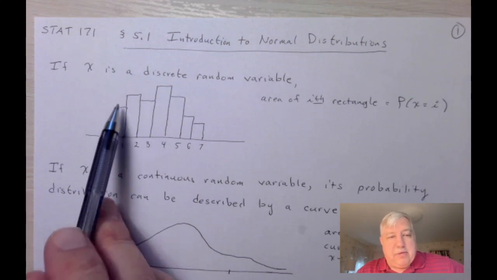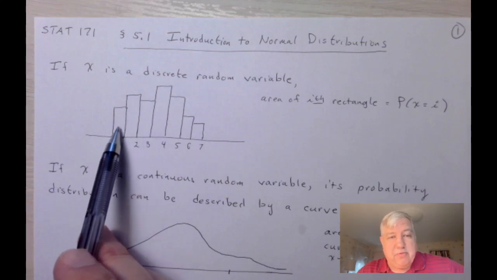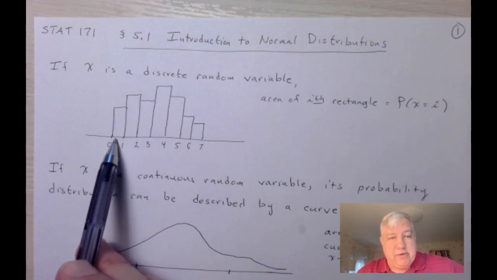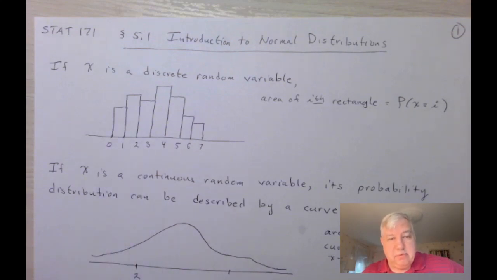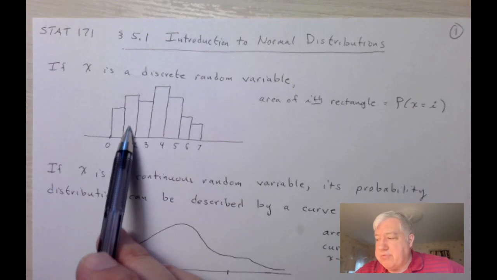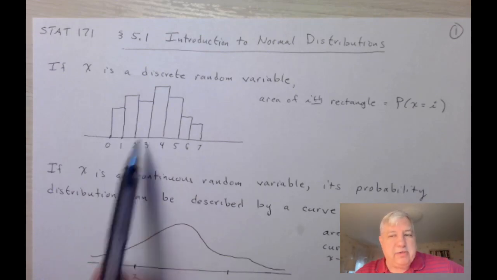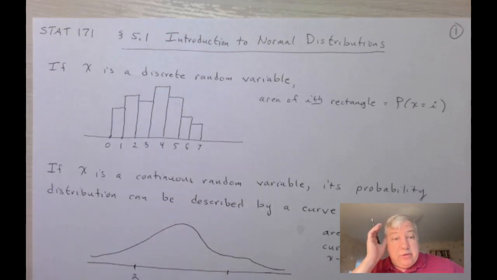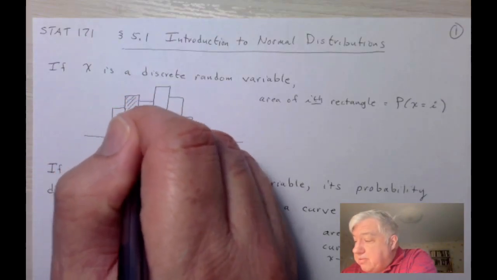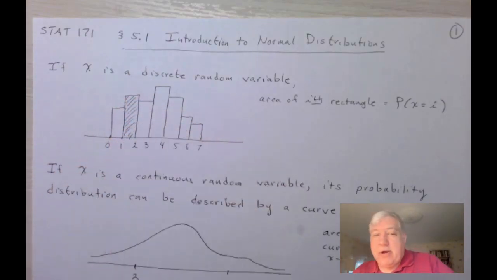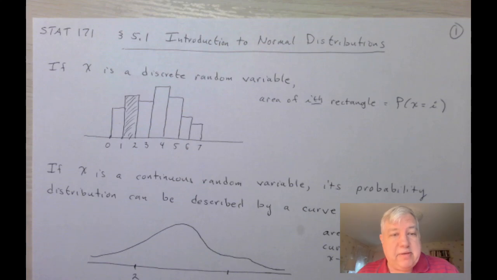So, for example, this first rectangle we'll call the 0th rectangle if we want. The height is the probability that x equals 0. Since the width is 1, the area is also going to be the probability that x is 0, and so on. The area of this next rectangle would be the probability that x is 1, and so on. So if we wanted to find the probability that x is equal to 1, we'd just shade in this area right here.